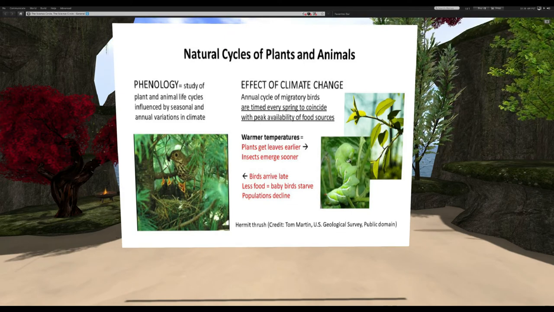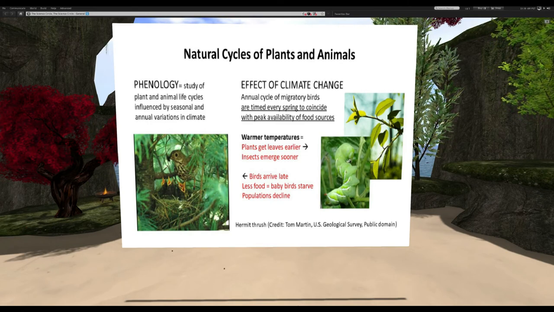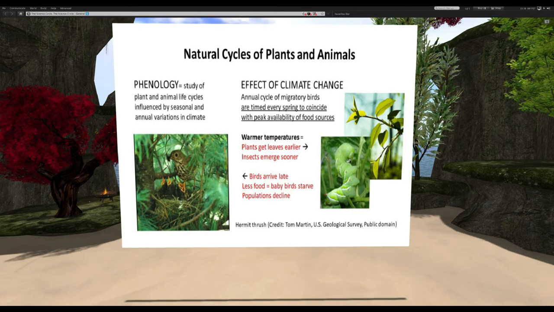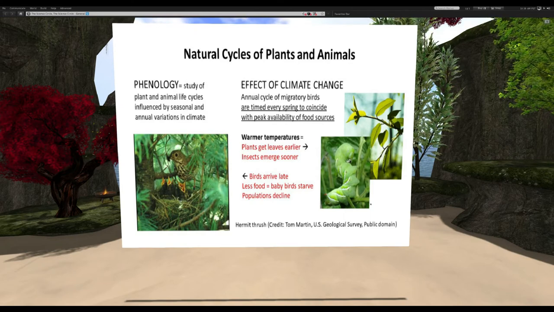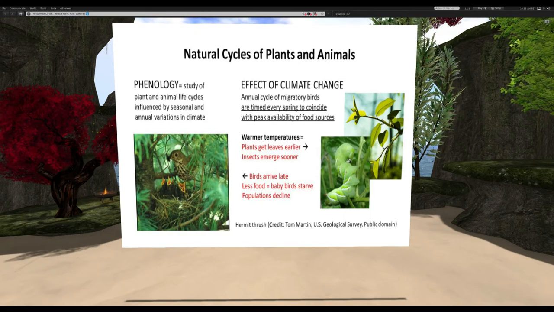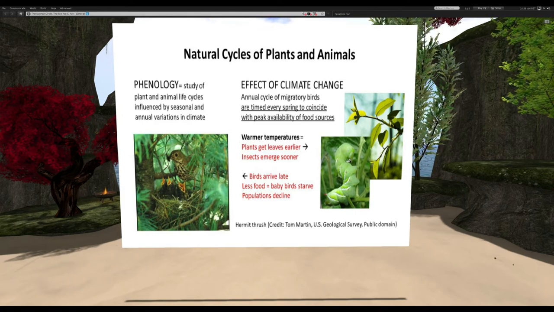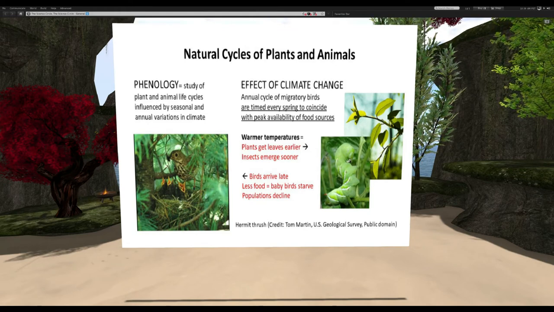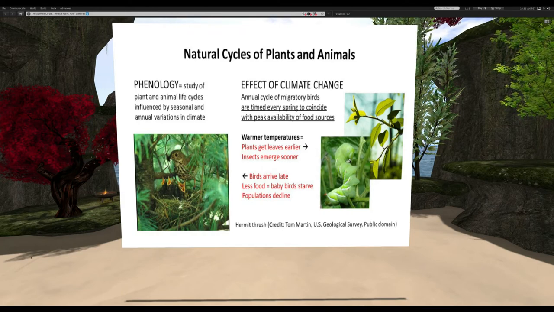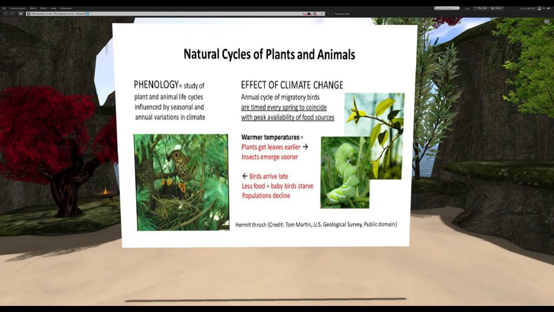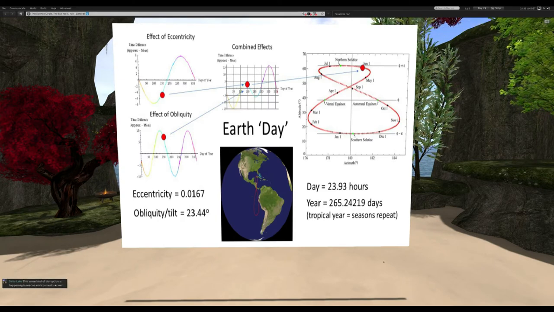So what happens in warmer temperatures is the plants get their leaves earlier, the insects come out earlier and eat the leaves, and the leaves get to be harder and less supple and less nutritious. And so what happens is the birds come up north, they're already a week or two behind, the little birds are born, they have less food, the little babies starve, and then the populations decline. So in other words, that's part of what happens with all these related cycles and climate change. Yeah, marine environments as well.